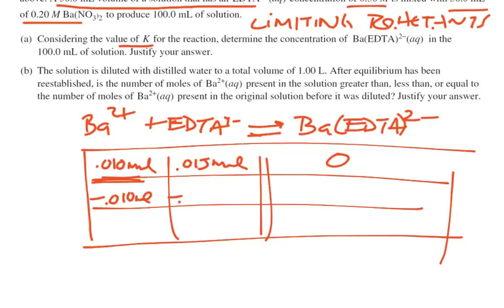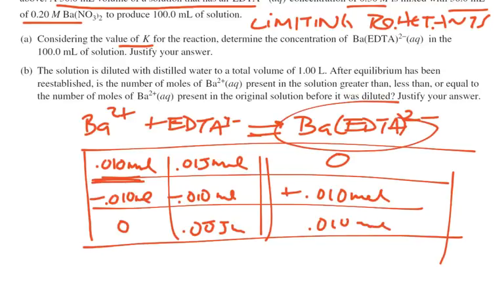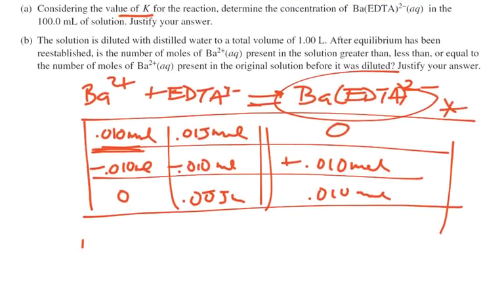We're going to use up 0.010 moles, and we're going to make 0.010 moles. So this is going to be 0, this is going to be 0.005 moles, and this is going to be 0.010 moles of this barium complex. So the real question is, what is the molarity of this? So it's the 0.010 moles in 100 milliliters, 0.1 liters.